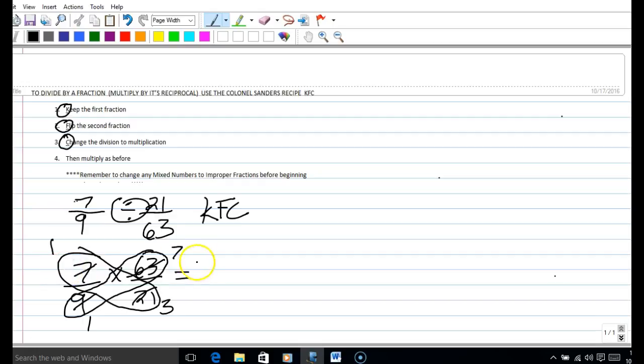So now I'll multiply numerator times numerator, denominator times denominator. 1 times 7 is 7, and 1 times 3 is 3. And again, this is an improper fraction because the top's larger than the bottom. So I'm going to divide the numerator by the denominator. So that gives me 2 and 1/3.